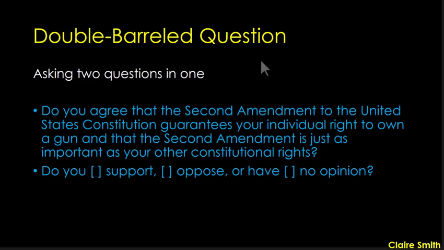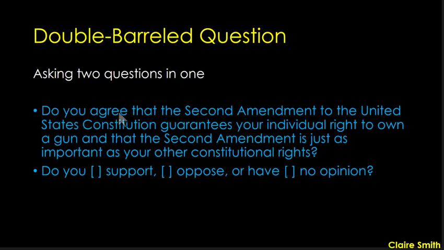And some of these are more obvious than others, but this can be kind of tricky to spot in some cases. But an example of a double-barreled question: do you agree that the Second Amendment in the United States Constitution guarantees your individual right to own a gun, and that the Second Amendment is just as important as your other constitutional rights? And this was a forced choice, so support, oppose, or have no opinion.